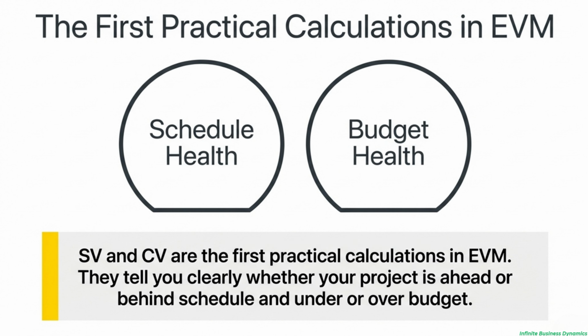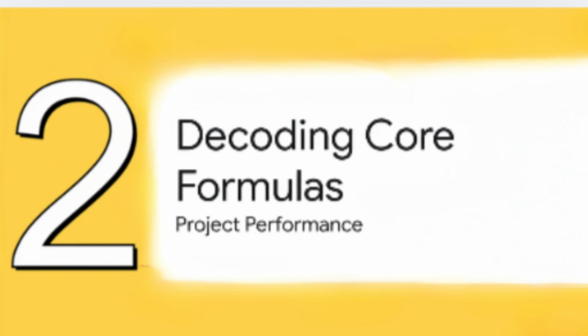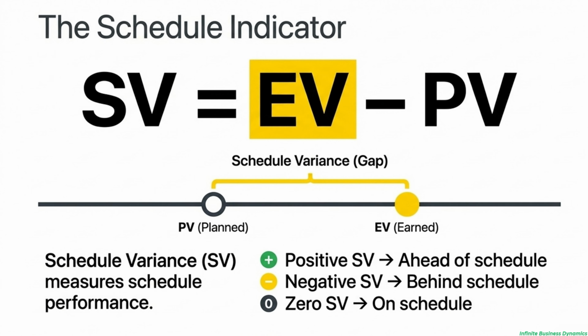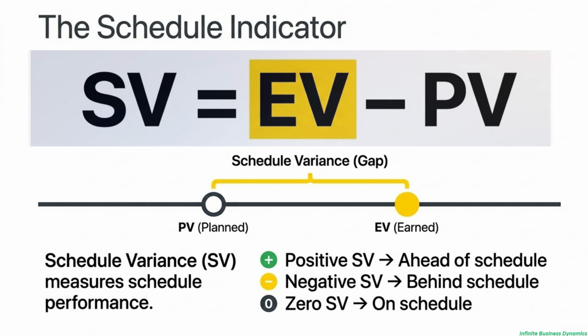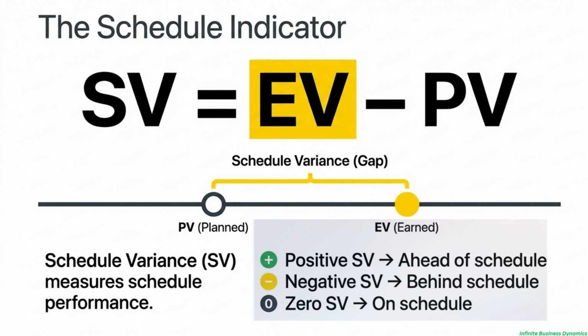Okay, so to get those answers, we've got to learn to speak the language of project performance. And that language, believe it or not, is built on just a couple of really simple core formulas. Let's break them down right now. First up, we've got Schedule Variance, or SV. The formula is as easy as it gets. SV equals your earned value minus your planned value. Now, what does that actually mean? Well, your earned value, or EV, is the value of the work you've actually completed. It's real. Your planned value, PV, is what you plan to have done by now. So if you get a positive number, you're ahead of schedule. That's fantastic news. If it's negative, you're behind. And if it's zero, hey, you're perfectly on track.